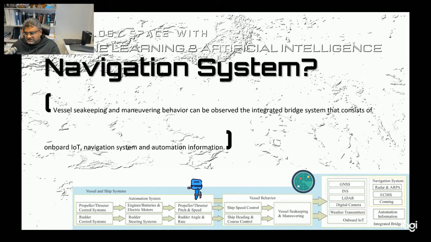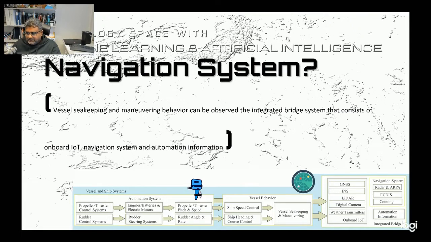The second system is INS, which is the Inertial Navigation System. Since these vessels have 6 degrees of freedom, the translational and rotational motion information can be obtained through these INS systems. Additionally, these vessels can have a LiDAR unit, digital cameras, and weather transmitters where the information on the surrounding weather conditions can be obtained.